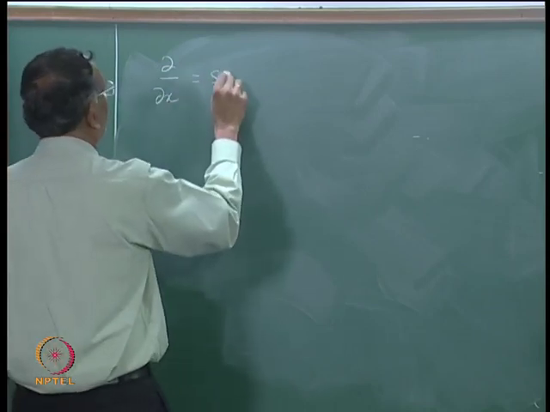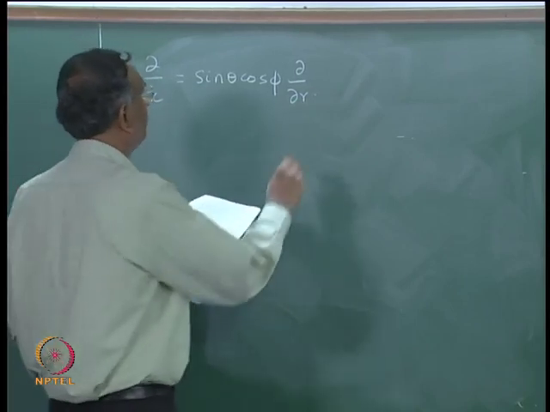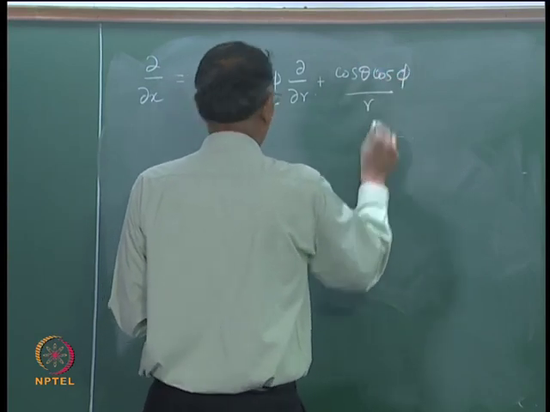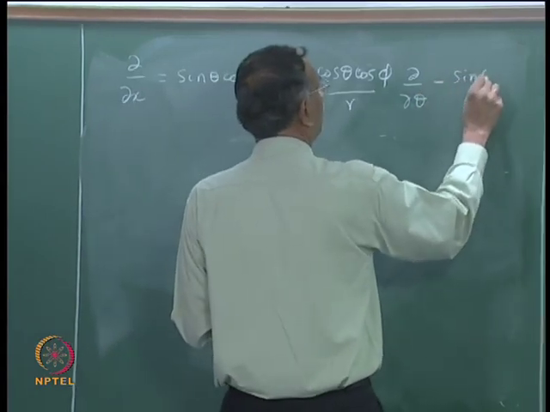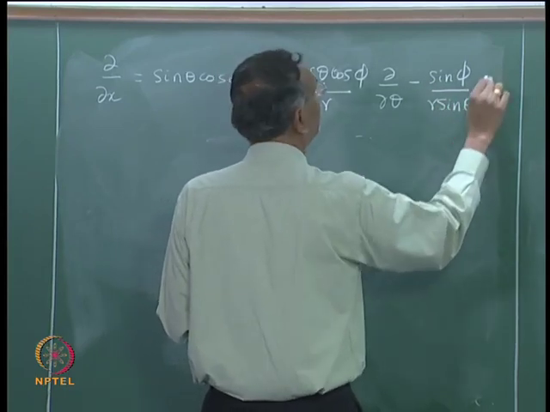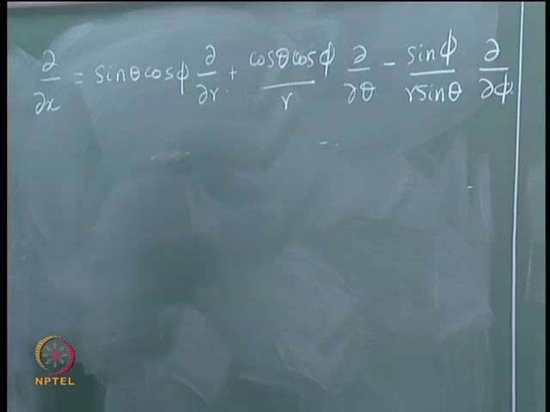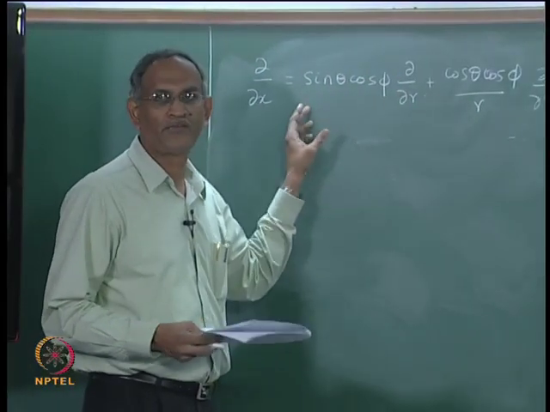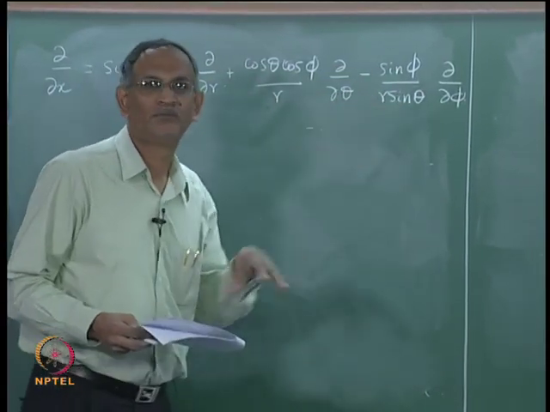Dou by dou x is sine theta cos phi dou by dou r, plus cos theta cos phi by r dou by dou theta, minus sine phi by r sine theta dou by dou phi. Whenever you have an inverse with r, make sure that every term has that, because r usually represents length. Theta and phi are dimensionless. So you have dou by dou r, it's important to have a 1 by r, so things to remember.